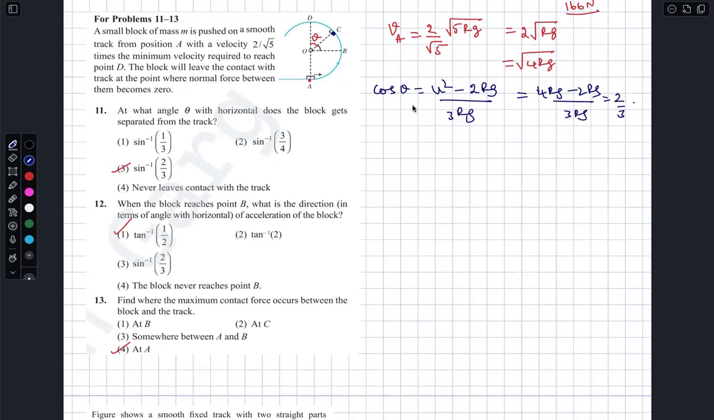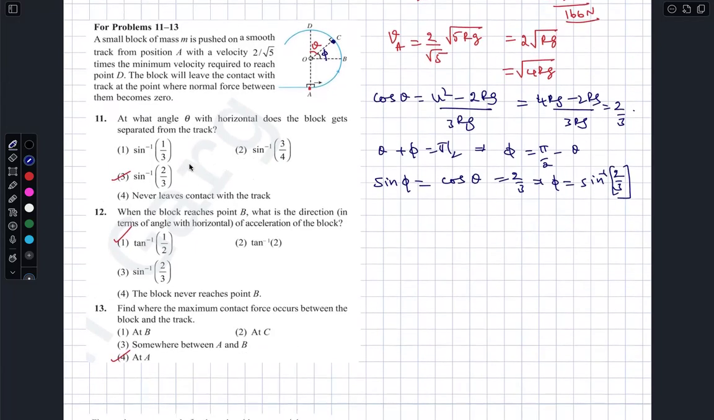You know cos theta, but actually you want phi, the angle with the horizontal. Theta plus phi is 90. You want phi, which is nothing but pi by 2 minus theta. So what is sin phi? Sin phi is cos theta, and I got cos theta as 2 by 3. So phi is sine inverse 2 by 3. Agreed? That is the last part of the question, which I have done.